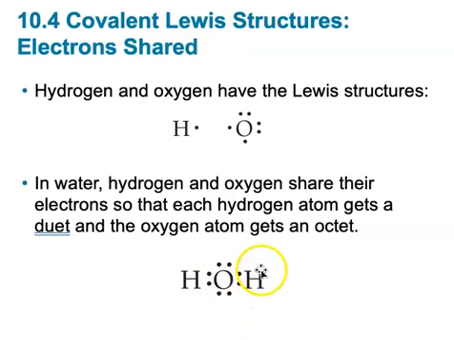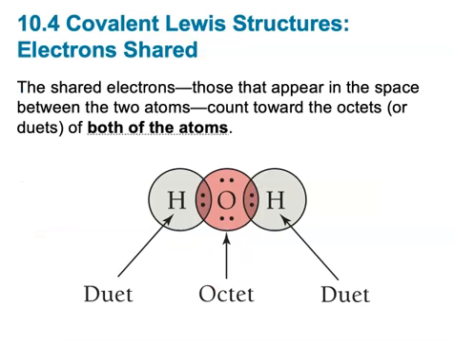Same thing is going to happen on this side. Oxygen is going to share one of its electrons with hydrogen. Hydrogen is going to share its 1 electron with oxygen. And in this way, those electrons are going to orbit around both the oxygen and the hydrogen. This is what we call a covalent bond. The shared electrons, those that appear in the space between the 2 atoms, count towards the octets of both atoms.